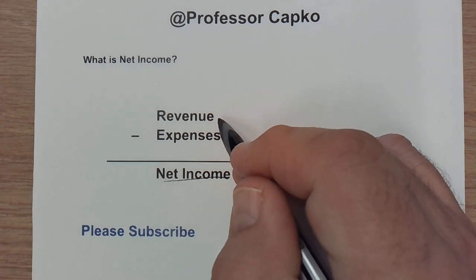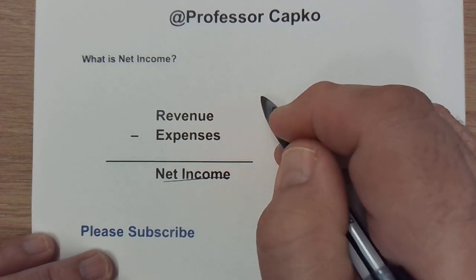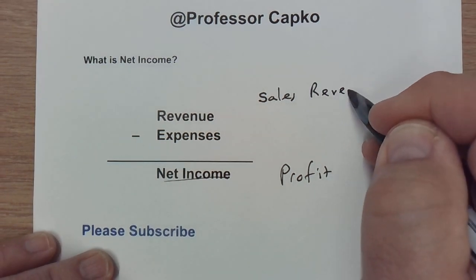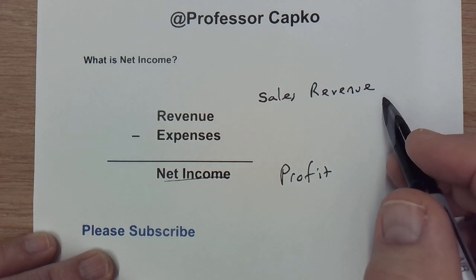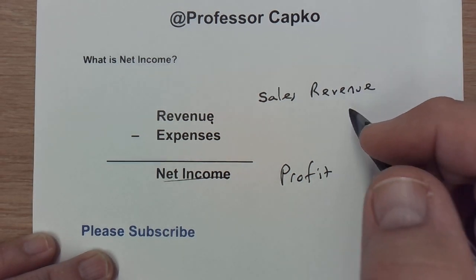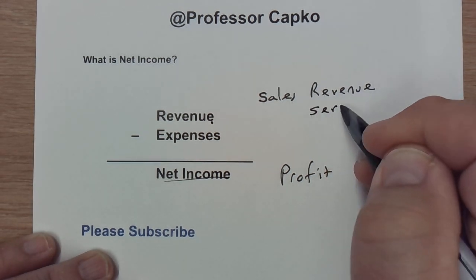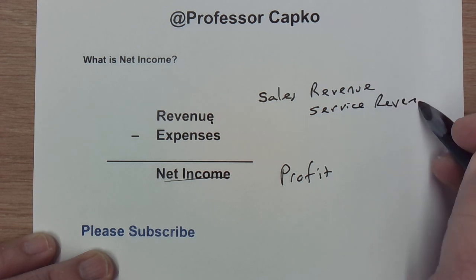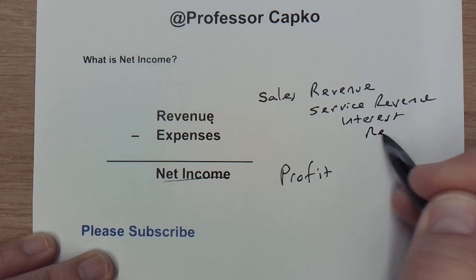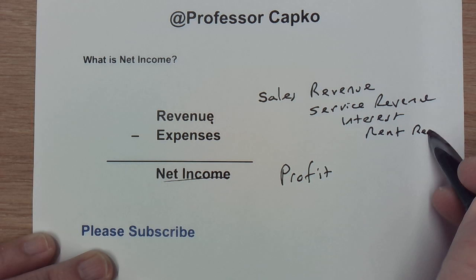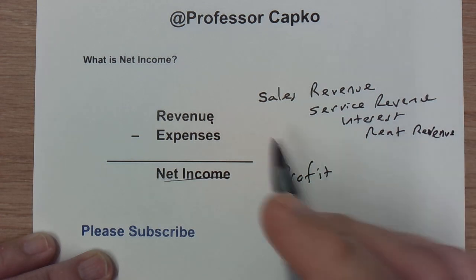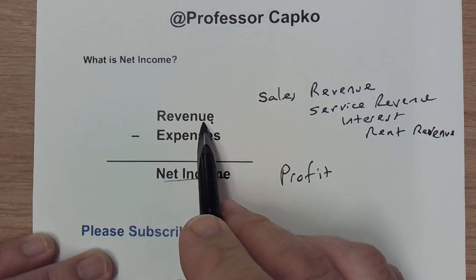But let's talk about first revenue. What is revenue? Revenue is the amount of money made from sales. So you would have sales revenue, for example. It's not the same thing as cash. Often folks confuse revenue with cash. It's often not the same thing. It could be sales revenue, it could be service revenue, it could be interest revenue, rent revenue. There's all kinds of ways that a company brings in income. So this is considered the top line, revenue.